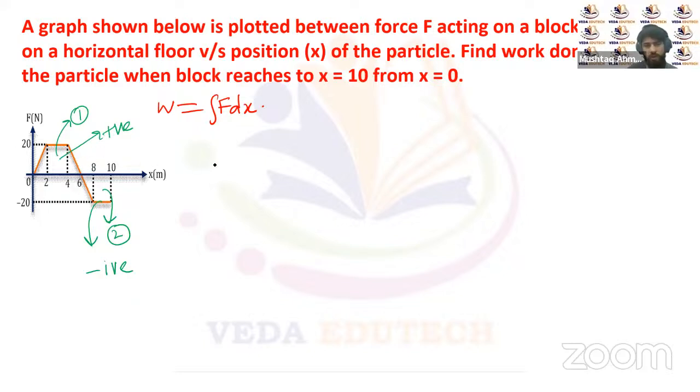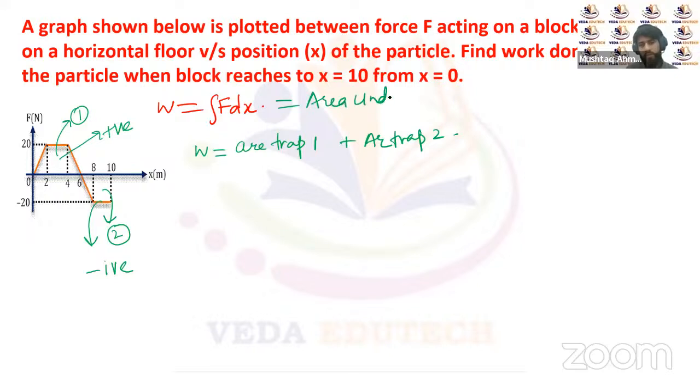So we'll calculate both these areas. Total work done is equal to area of trapezium 1 plus area of trapezium 2, or we can say it is the area under the force displacement curve, right? So this is the work done. For the first trapezium, the area will be half of the sum of parallel sides.